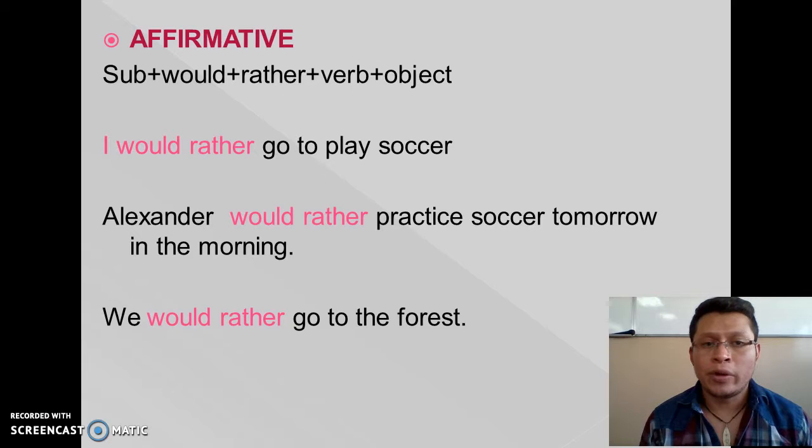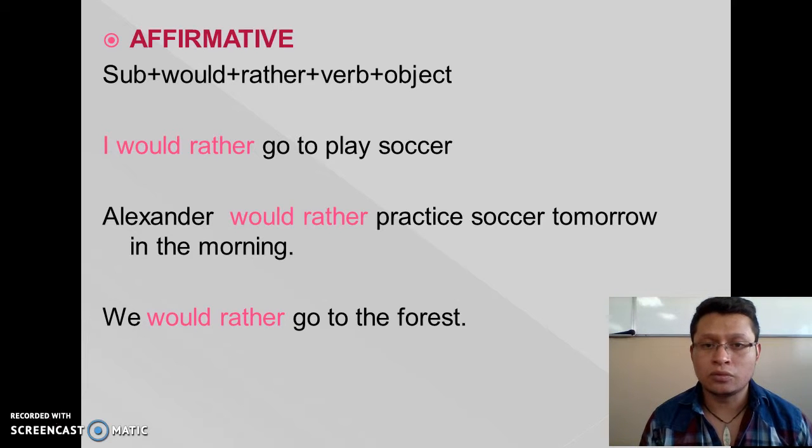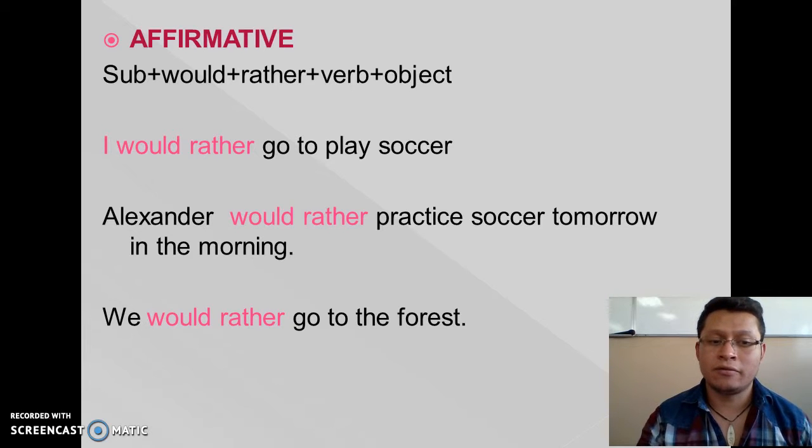Affirmative ways of would rather is subject plus would plus rather plus verb plus object. For example, I would rather go to play soccer. Alexander would rather practice soccer tomorrow in the morning. I would rather go to the forest. We would rather go to the forest.